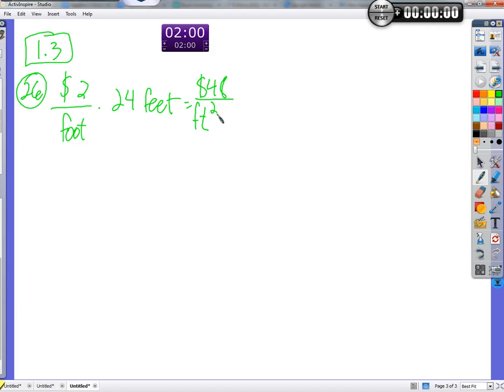Right, but we don't get division by 24 feet by doing this calculation. We get 2 times 24 is 48. It's 48. No, just put it in the basket. Okay.